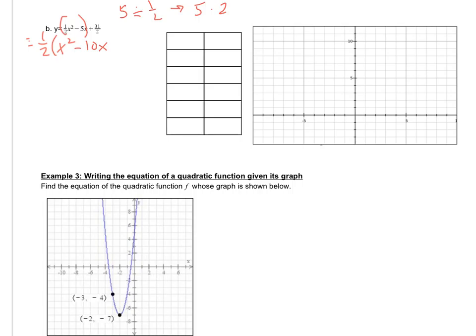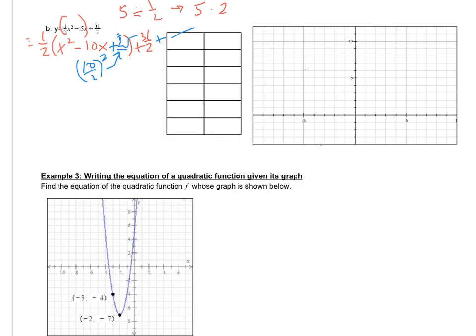And then I need to save room so that I can add that number that I need to make it a perfect square trinomial. My plus 31 over 2 is still there, and then I need to leave room to add the opposite of what I have in the parentheses. To figure out what number that is, I'm going to take 10 divided by 2 and square it, and that gives me my number in here. 10 divided by 2 is 5. Squaring that gives me 25 inside the parentheses here.